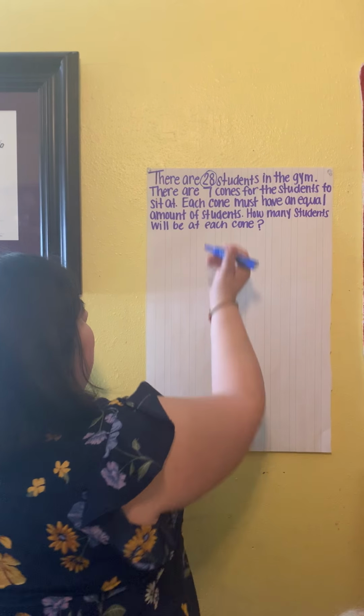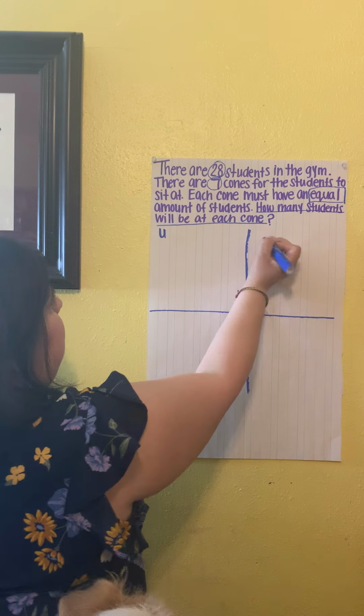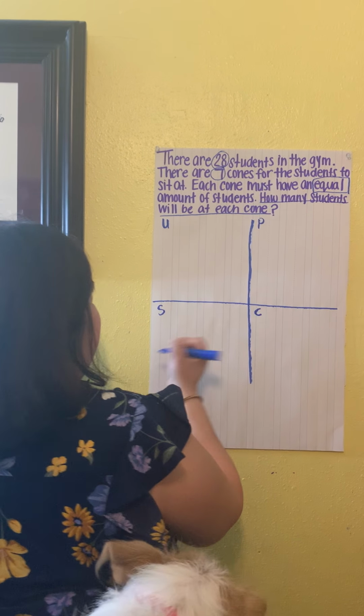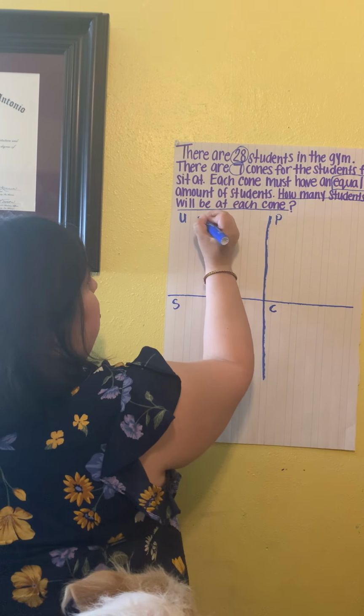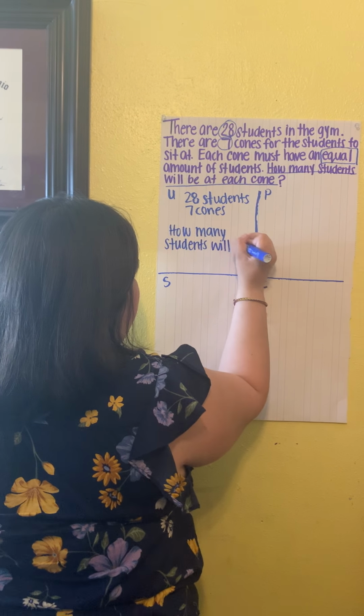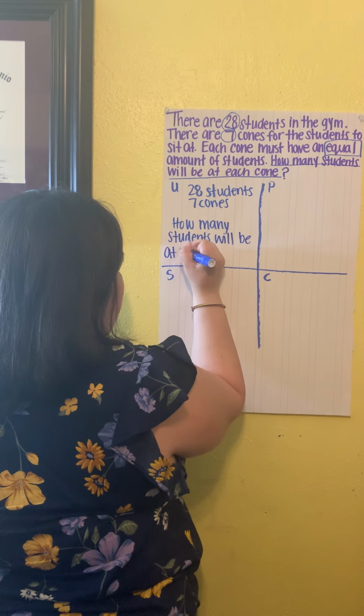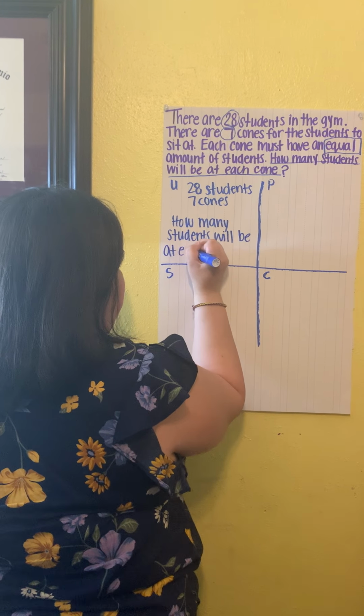Okay, so now we want to set up our UPSC check. So let's set it up. Okay, and what do we understand? We understand that there's 28 students. There are 7 cones. And then we want to also write down our sentence, or our question: how many students will be at each cone? We want to do this, that way we know exactly what is being asked of us.